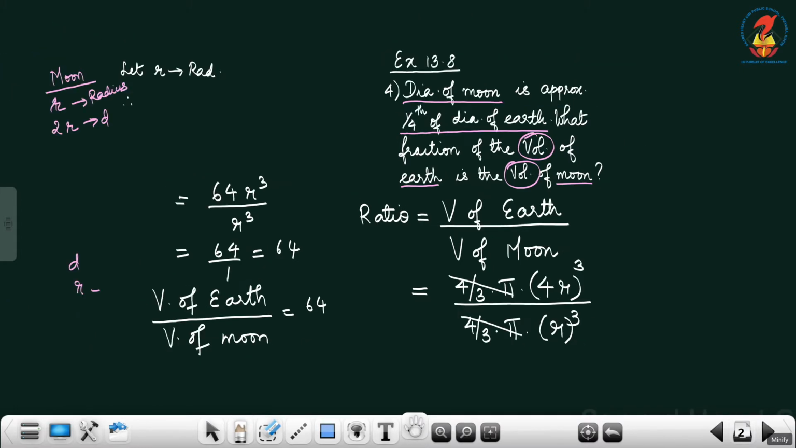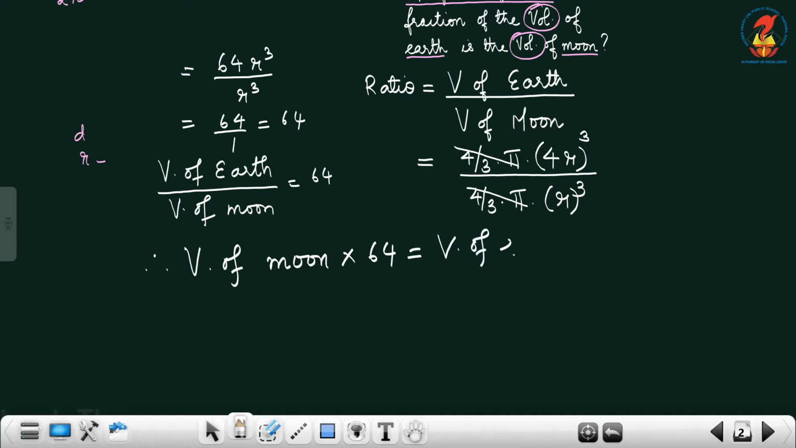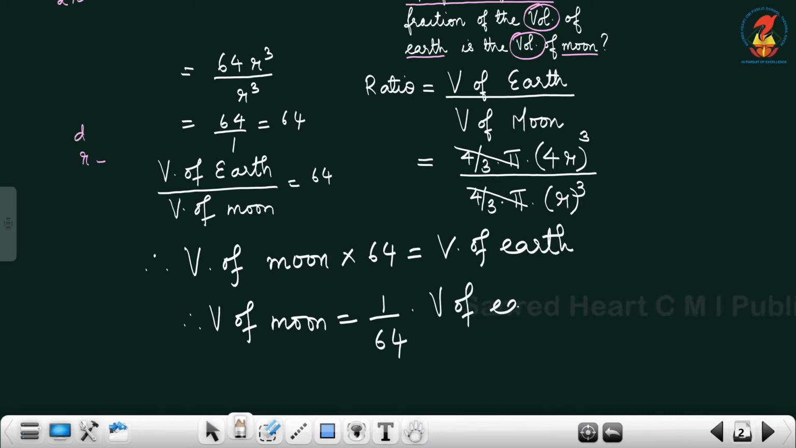We need to write the answer in the fraction form. That is what it is asked in the question. Therefore, volume of the moon, when I cross multiply, what will I get? Volume of the moon into 64 equals volume of the earth. Therefore, volume of the moon equals 1 by 64 volume of the earth.